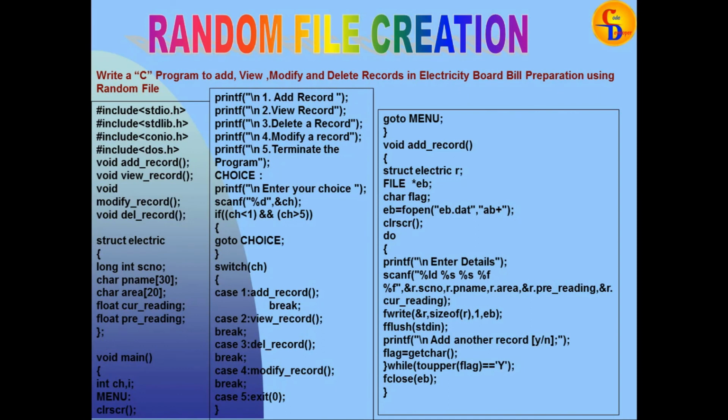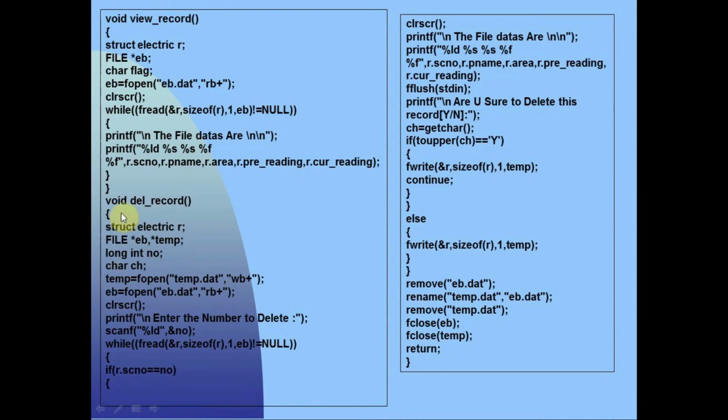If you choose 3, it means deleting records. So wb plus, that is write binary mode plus, is used for a temporary file object, and EB is the first one. In this file object we already have a lot of information. So in this file we are reading, and writing the data to the temporary file.